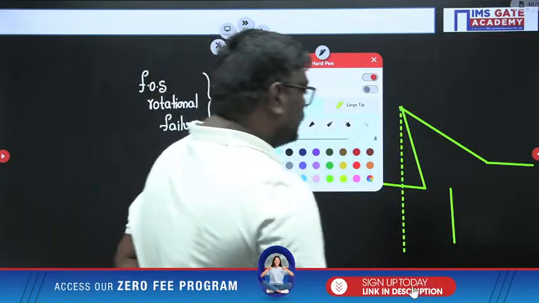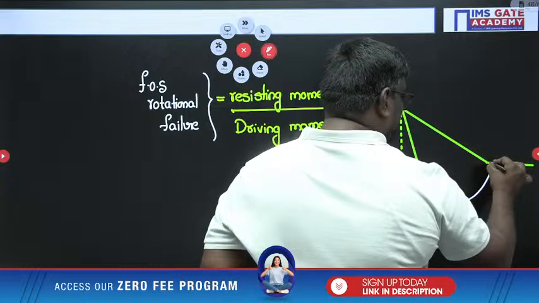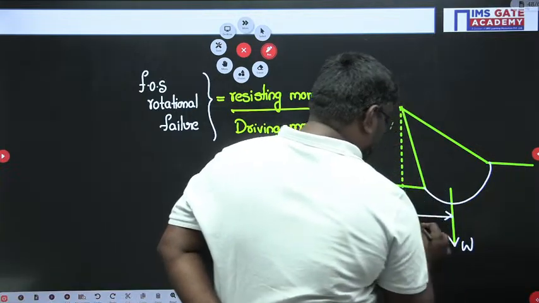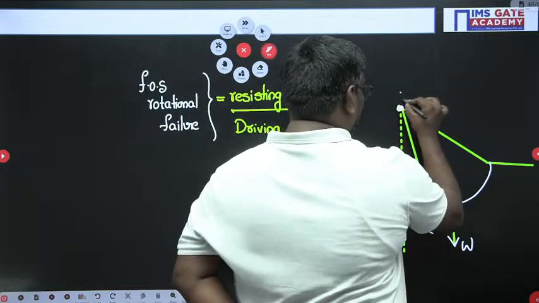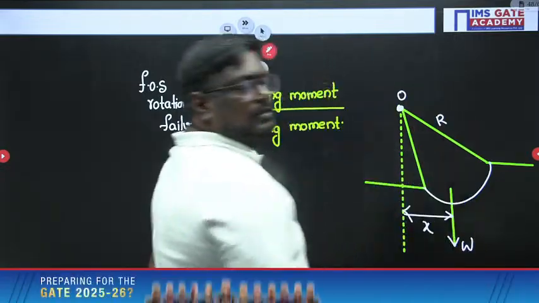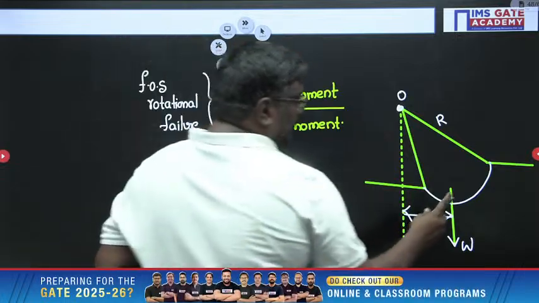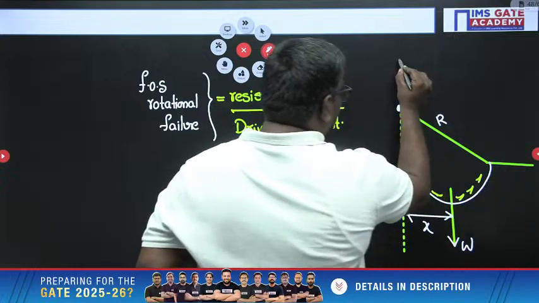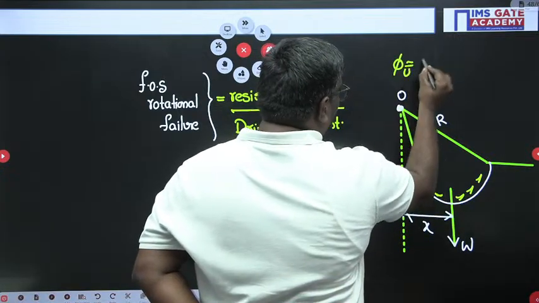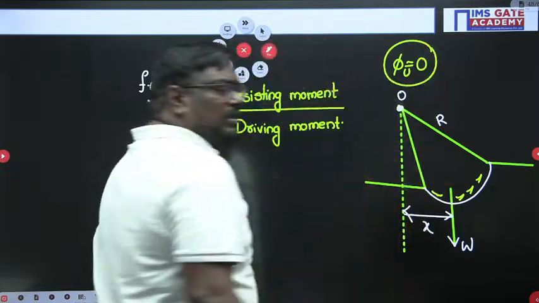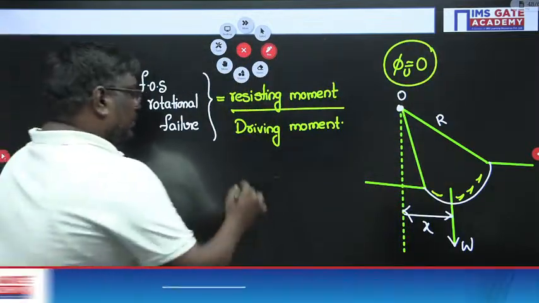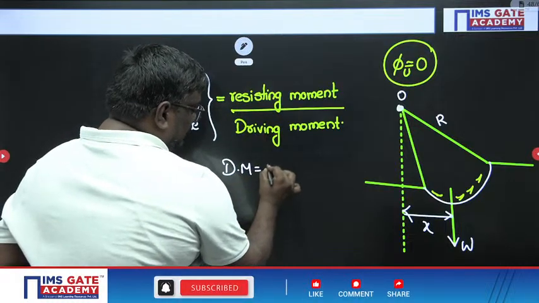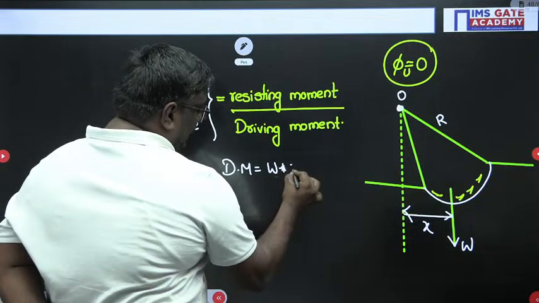Now see, students, here the failure surface is assumed as an arc of a circle. Weight acts downwards. This is the radius, the centroidal distance from the point of rotation O. The resisting moment occurs due to cohesion, because this is a method where phi u is equal to 0. Obviously the driving moment is due to weight, so it is taken as weight into x bar.